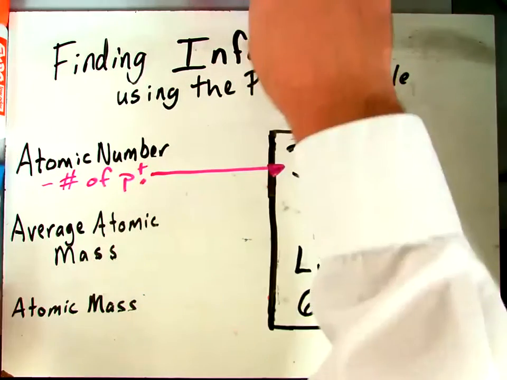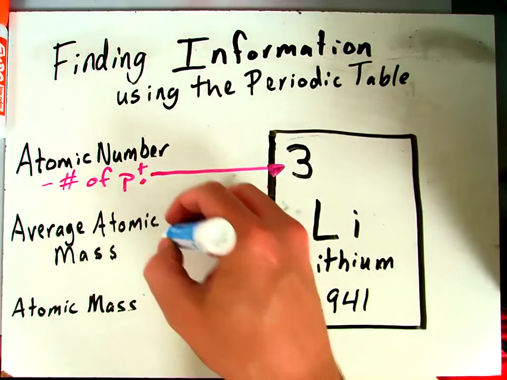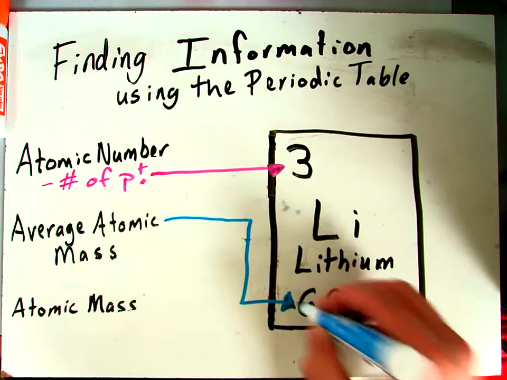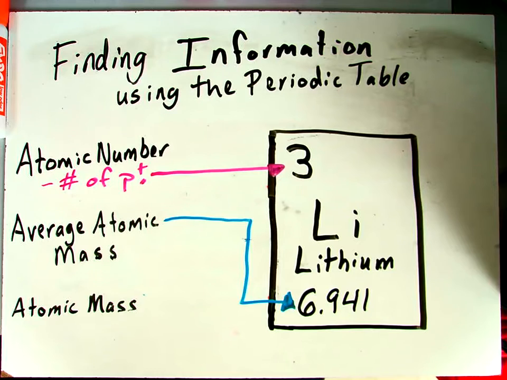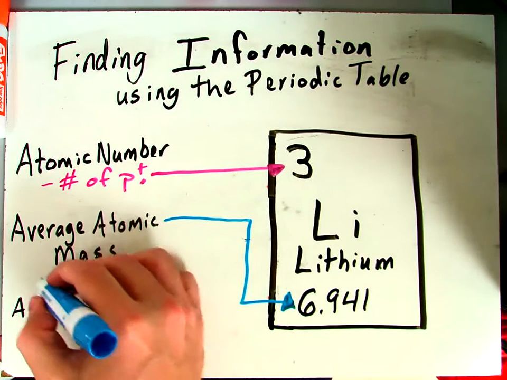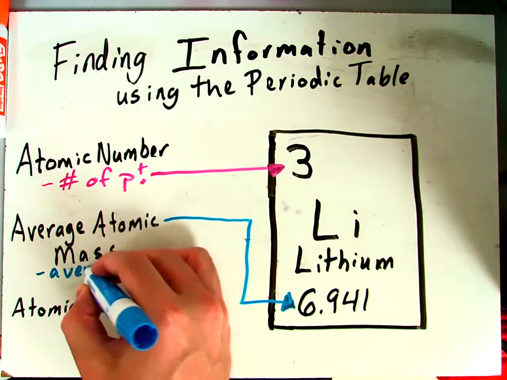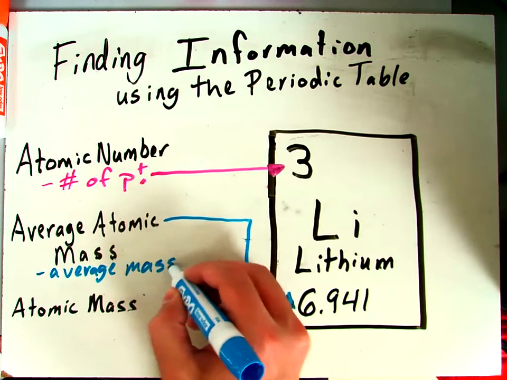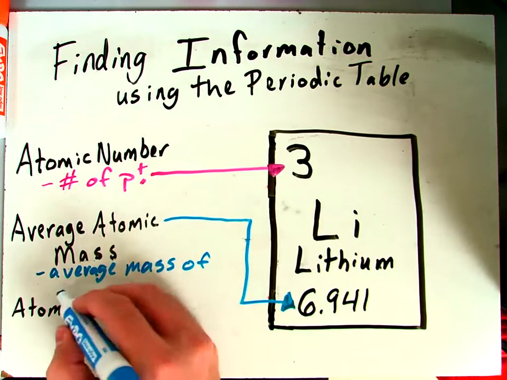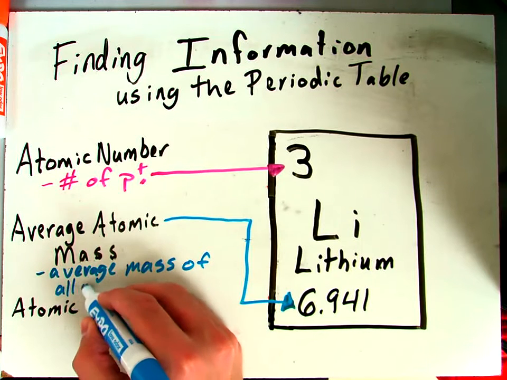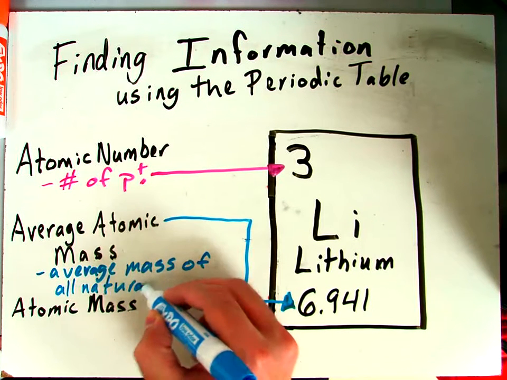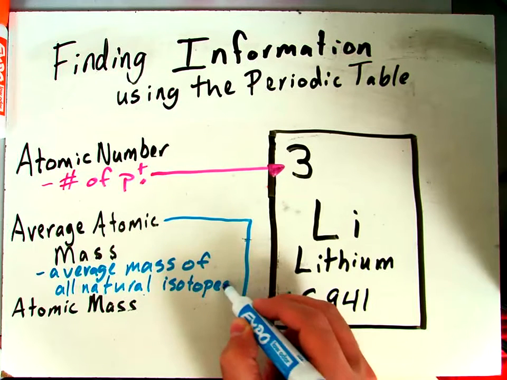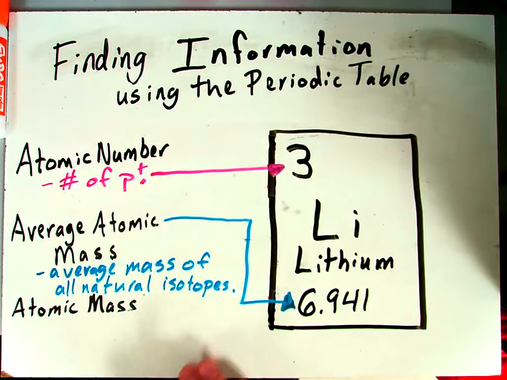The next number that's on almost every periodic table is going to be the average atomic mass. For lithium here, it's 6.941. This is the average mass of all natural isotopes. So the problem with this is we need to talk about what an isotope is.